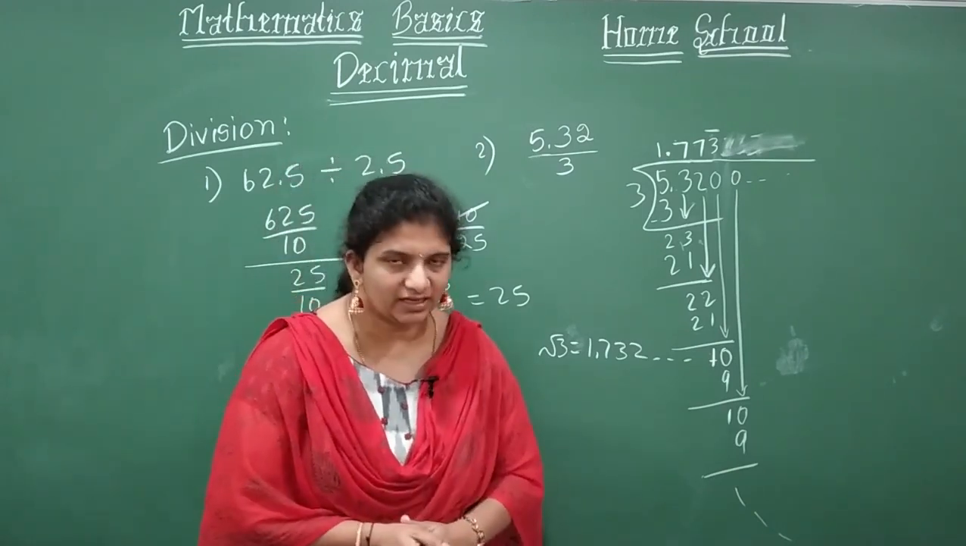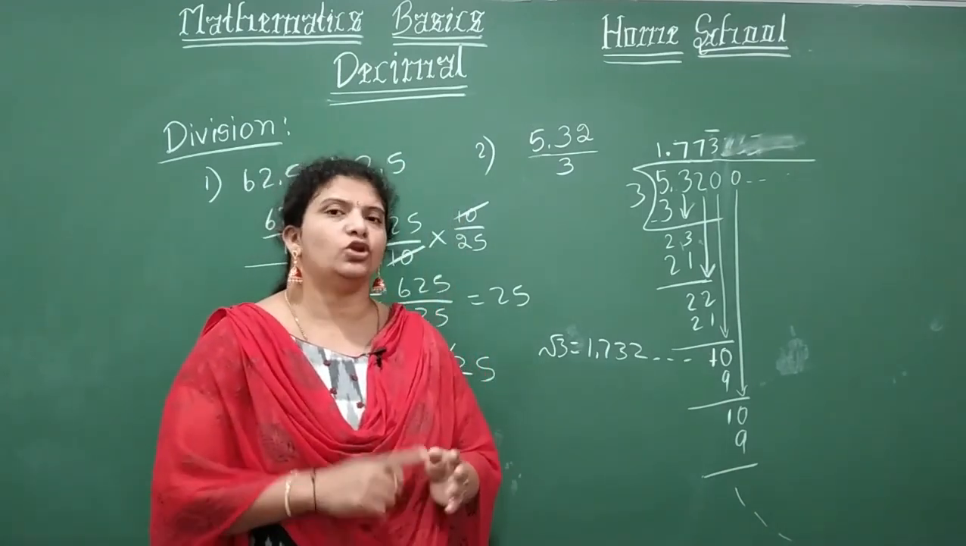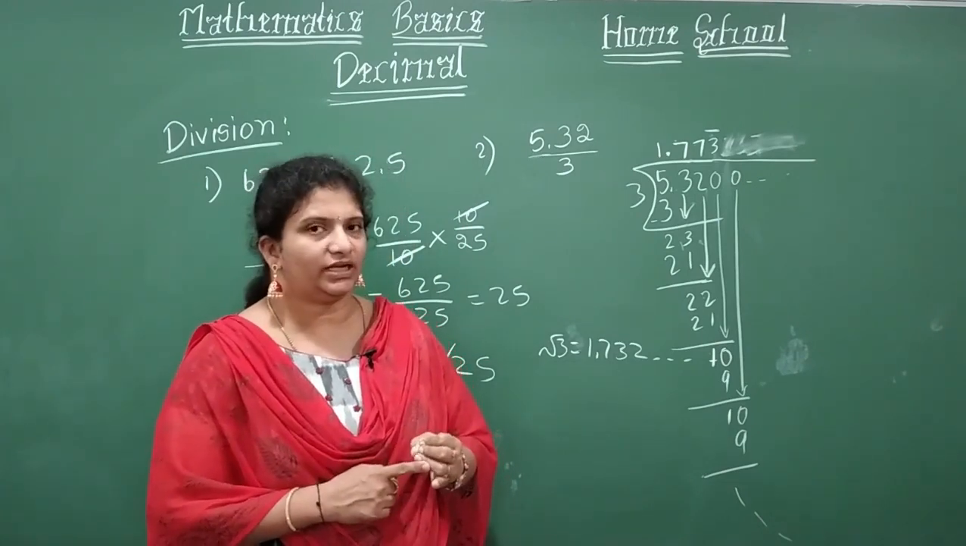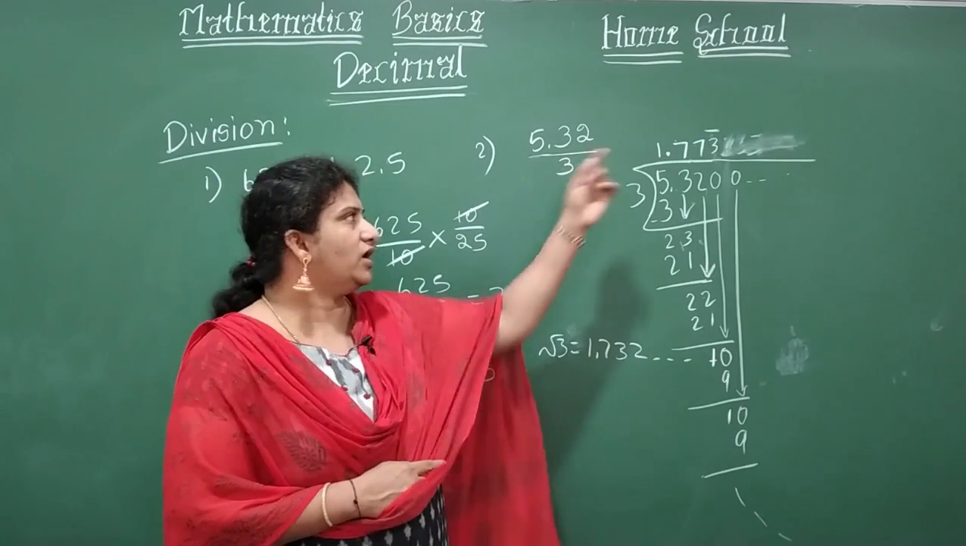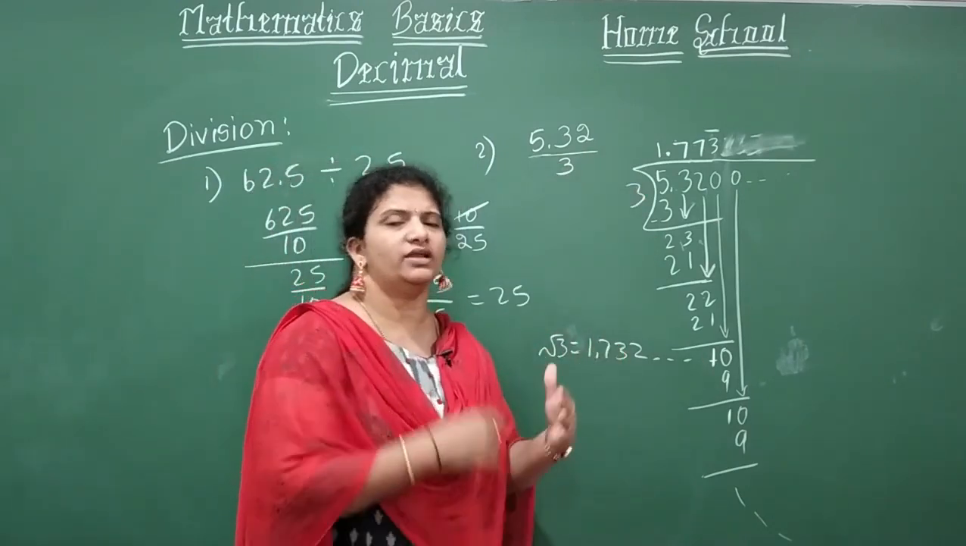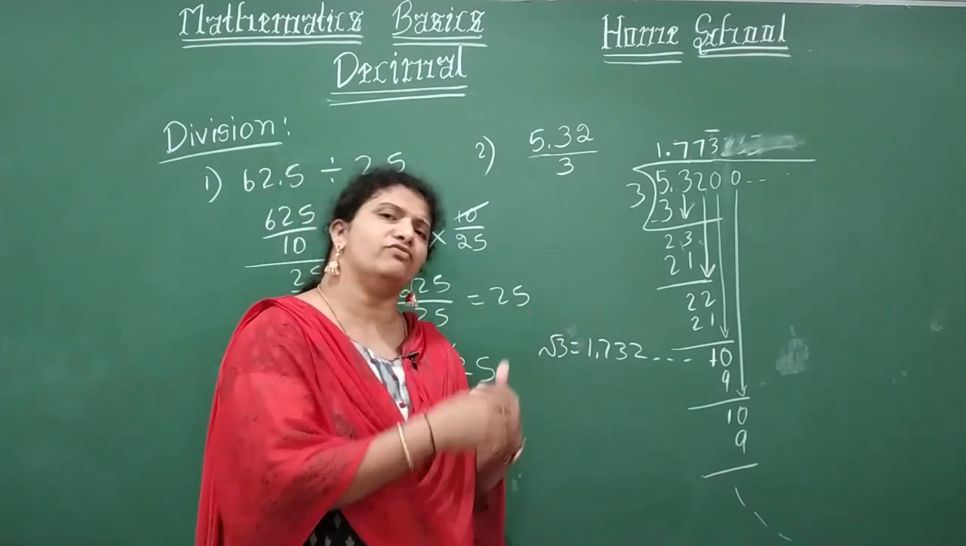Children, understand here carefully: recurring, non-recurring, terminating, non-terminating. Non-recurring means what? It's not the same number. Many numbers are going on continuously: 1, 2, 3, 4, 7, 6, 5, 4, 3, 2.